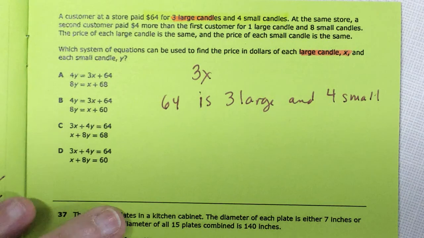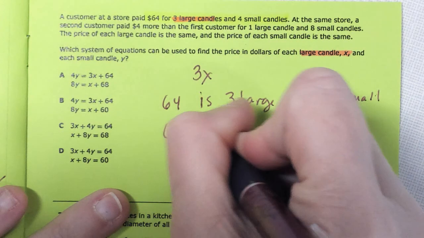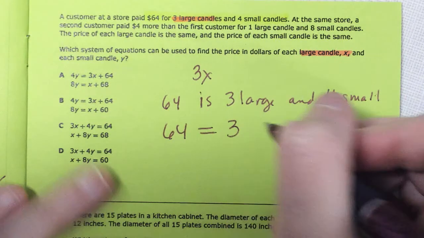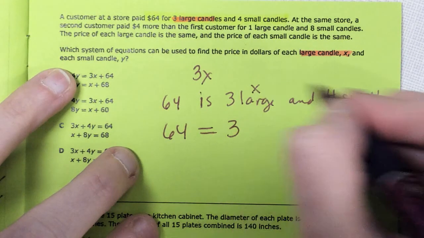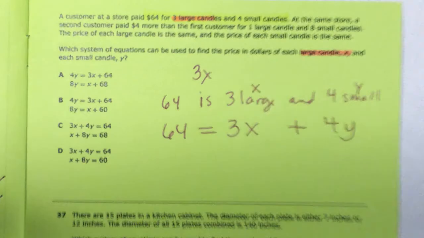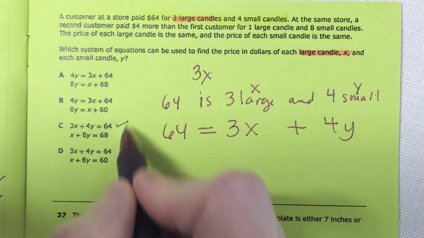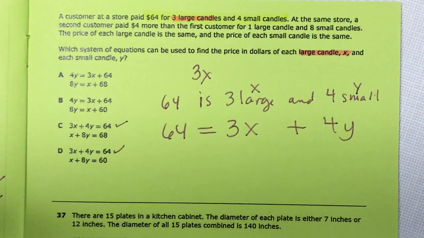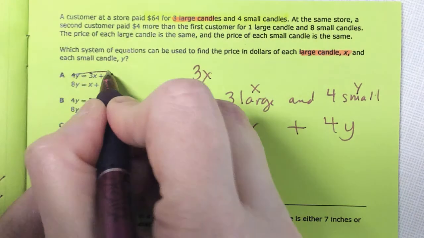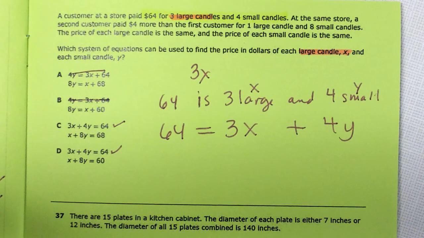Okay. And now I'm going to translate that into an equation. 64 is 3 large, and what is large? Large is X and small is Y. 3X, and means plus, 4Y. It matches this one. And again, if we flip what's on the equal sign, that's okay. Matches those two, but those two are out. So I eliminated 2. Again, worst comes to worst, I can at least make an educated guess.